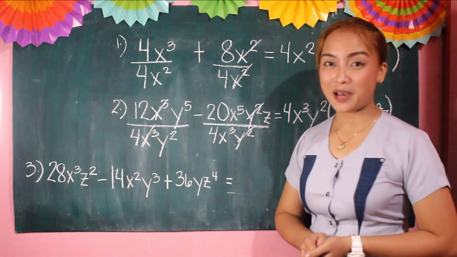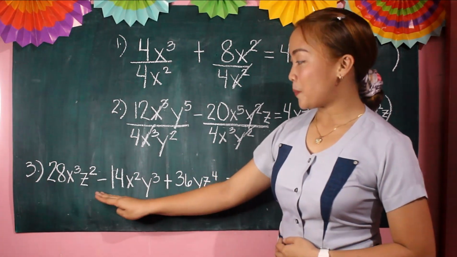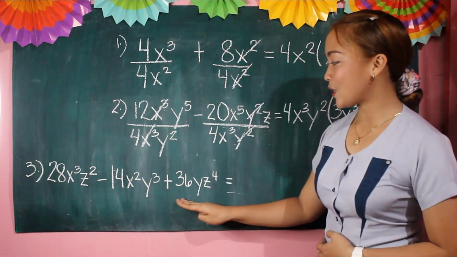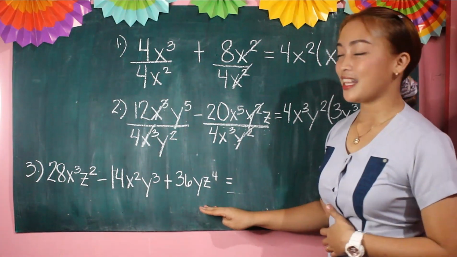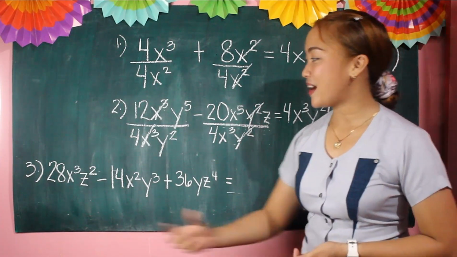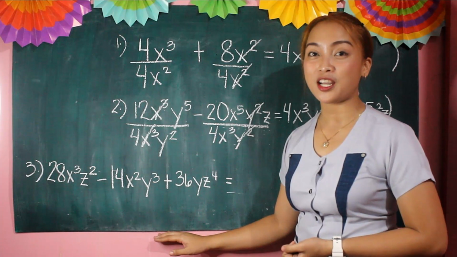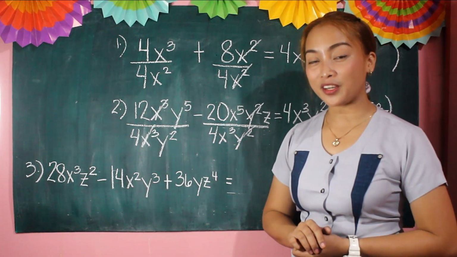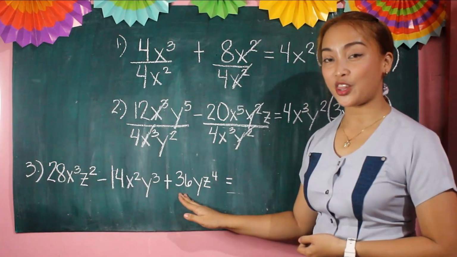Now, for our third example, we have 28x cubed z squared minus 14x squared y cubed plus 36y z to the 4th. As you can notice that our given polynomial expression is a trinomial. May tatlong terms yan. So let's start factoring this expression by GCMF. First step, look at our numerical coefficients. We have 28, 14, and 36.